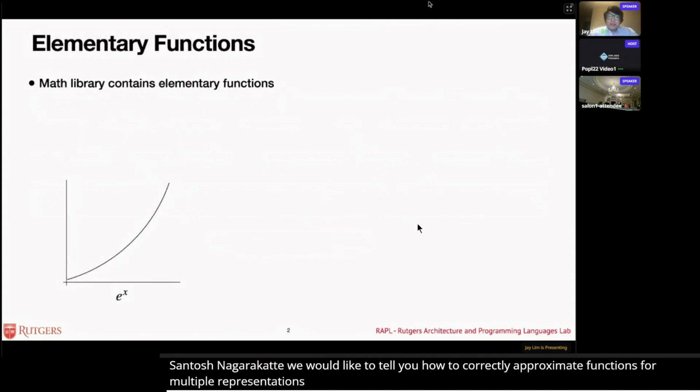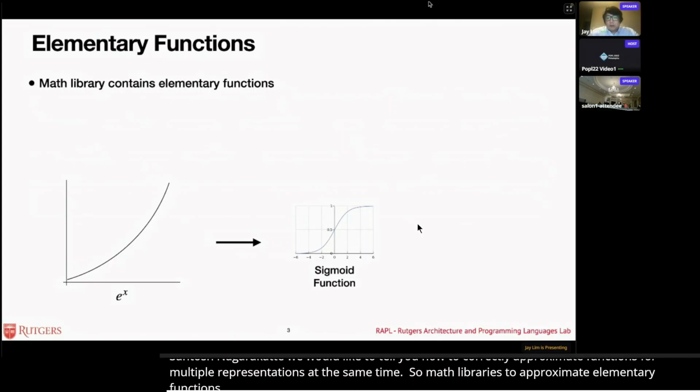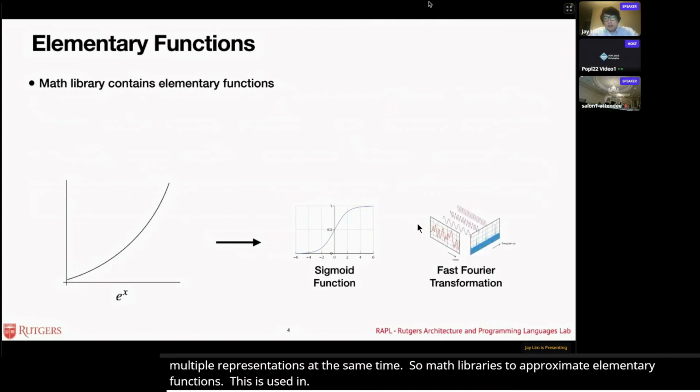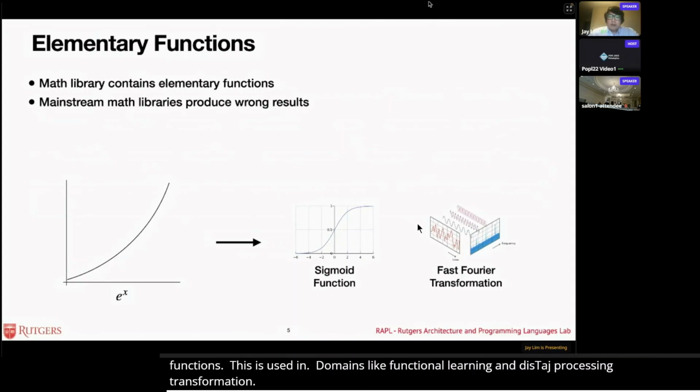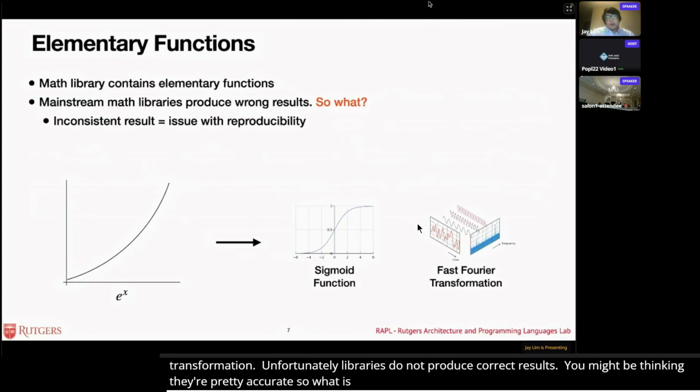All endeavors in science use math libraries to approximate elementary functions. For example, this e to the power of x function is used in many domains, such as machine learning for sigmoid functions and digital signal processing for fast Fourier transformation. Unfortunately, mainstream math libraries do not produce correct results. And you might be thinking, well, they're still pretty accurate, so what's the big deal? But the big deal here is the reproducibility.